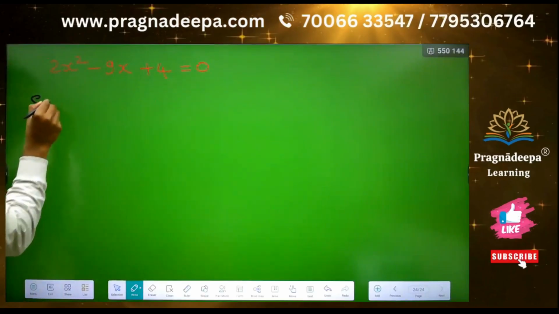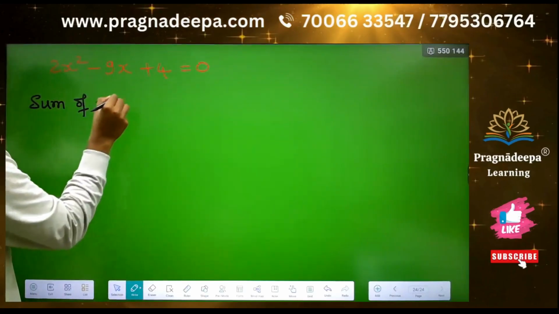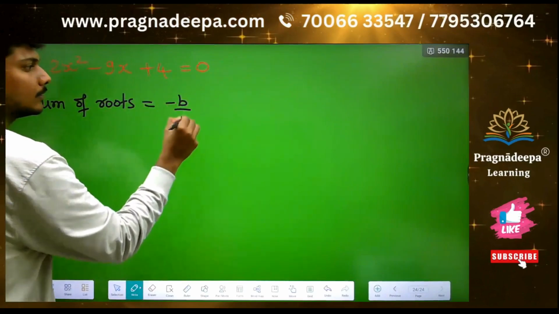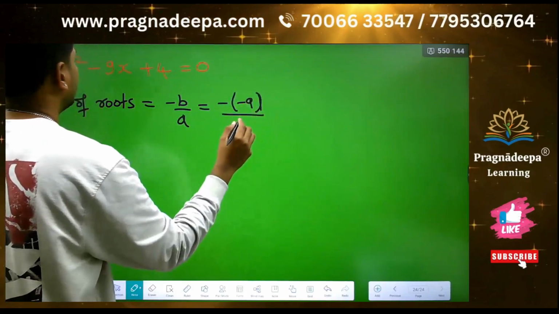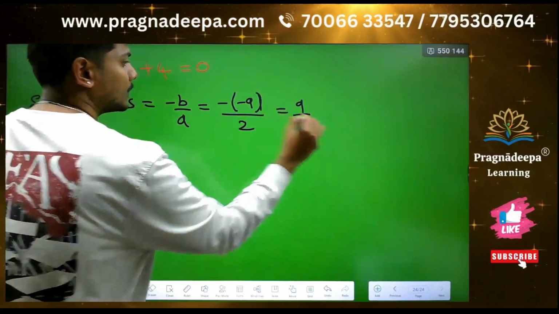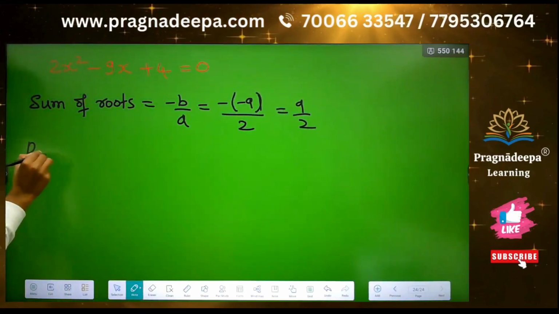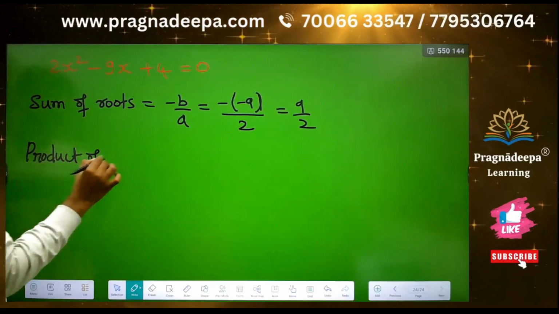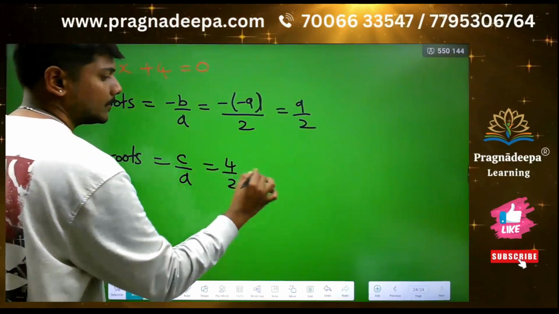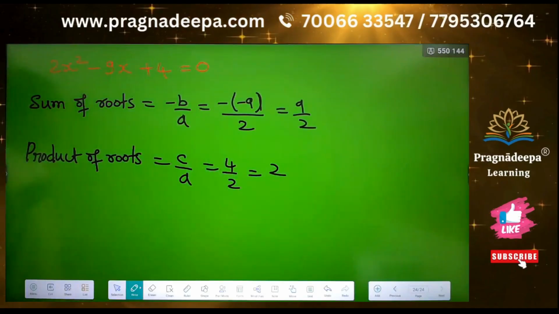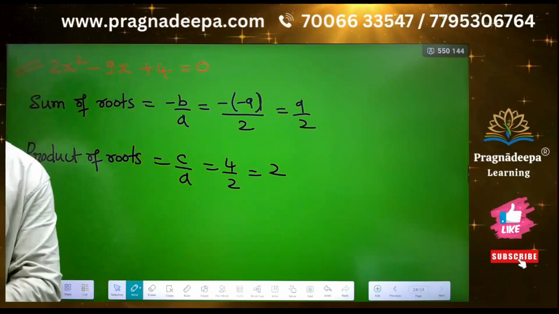So 2x square minus 9x plus 4 is equal to 0. So sum of roots is equal to minus b by a. So therefore minus of minus 9 divided by 2. So 9 by 2. Product of roots is equal to c by a, which will be equal to 4 by 2, which will be equal to 2. Okay. So you have three methods. So ಅದರಲ್ಲಿ which is the best method? Okay, ಇದೇ best ನಿಮಗೆ. Sum of the roots is equal to minus b by a. Product of the roots is equal to c by a.